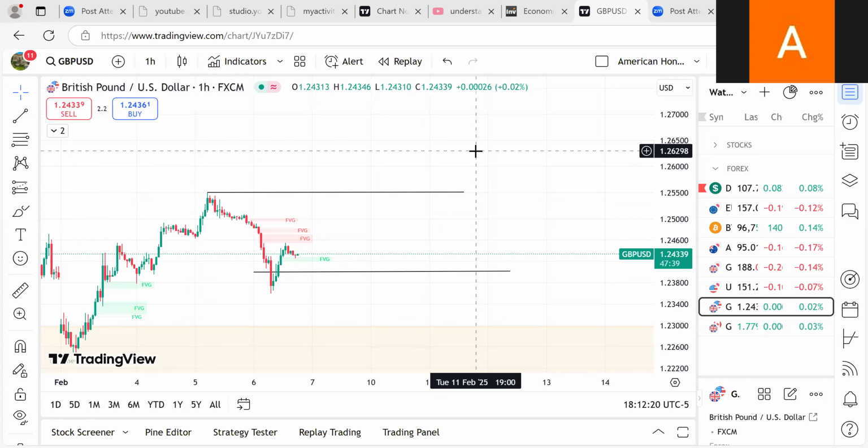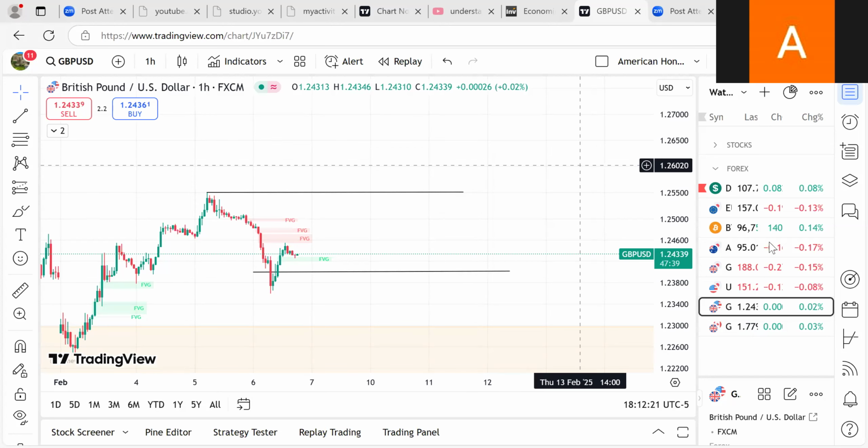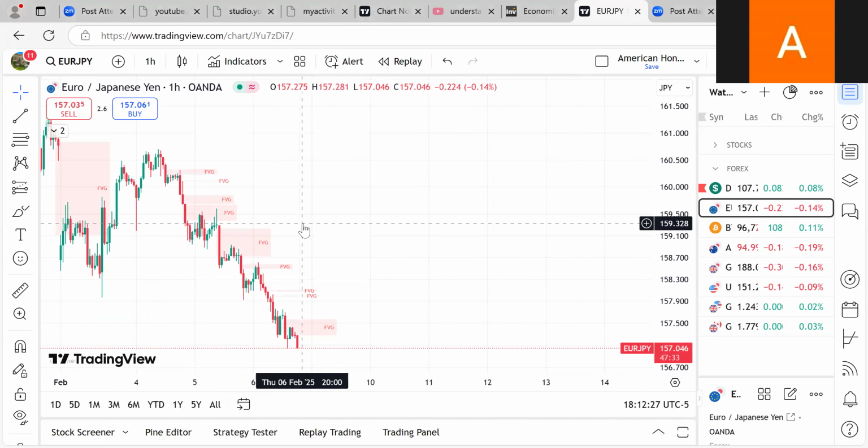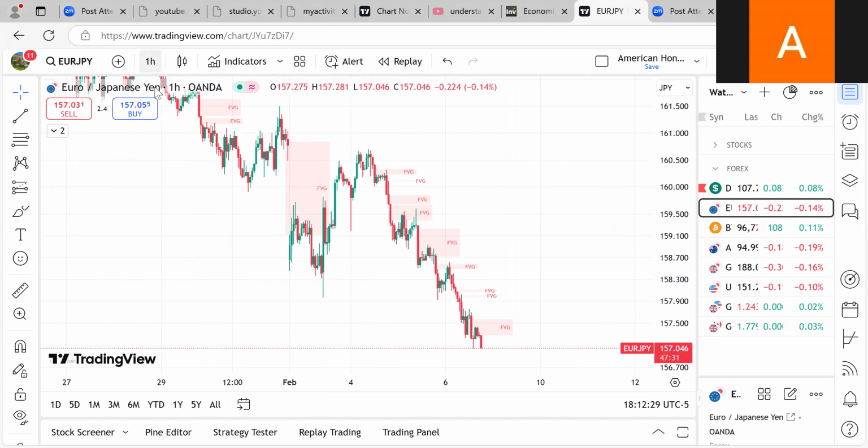So all you need to do right now is be aware of the lot sizes that you pick, and also you need to set a target of how many pips you want to catch per trade, based off your trading knowledge.